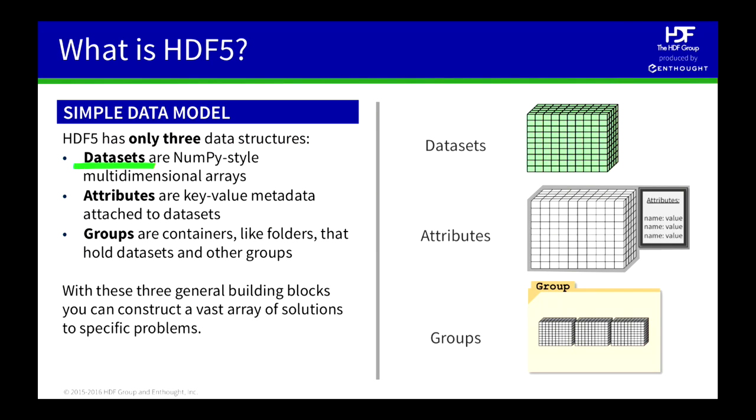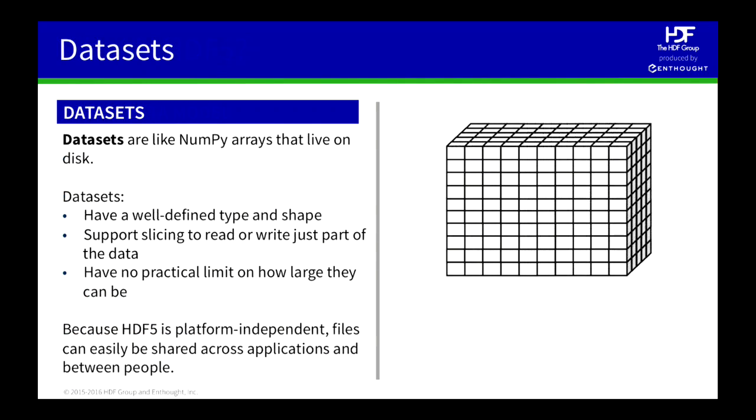The first, datasets, are the equivalent of NumPy-style ND arrays that can be stored on disk. The next, attributes, are a mechanism for storing metadata in key-value form directly attached to the objects they describe. And finally, in a way similar to folders in a file system, groups allow you to bundle objects together and indicate that they're logically related. These 3 basic building blocks allow you to construct solutions to complicated domain-specific problems.